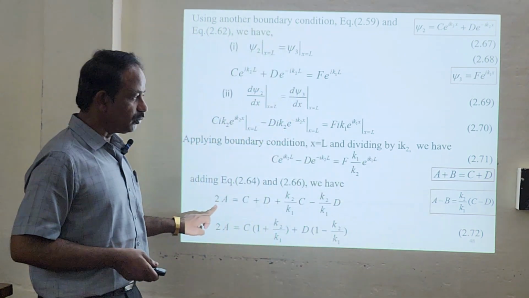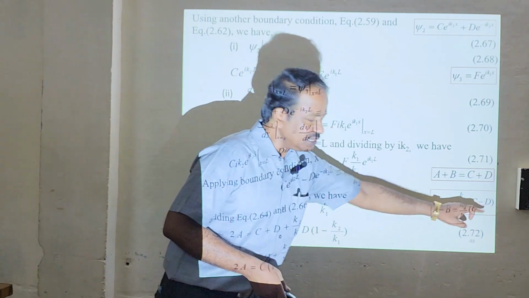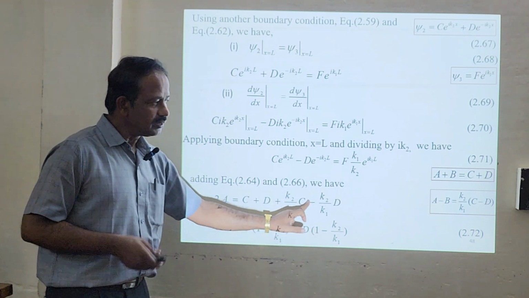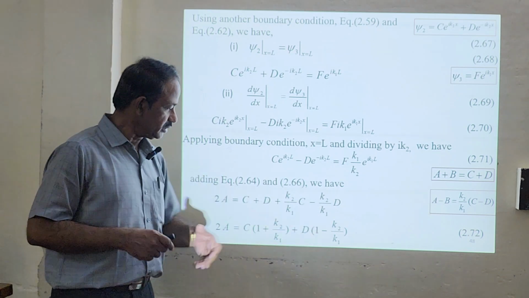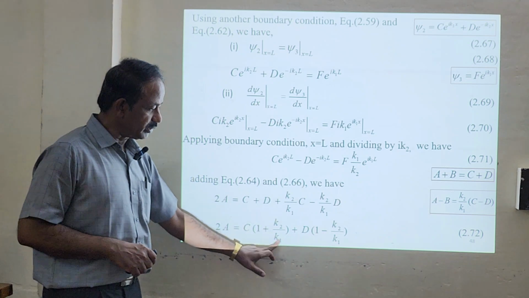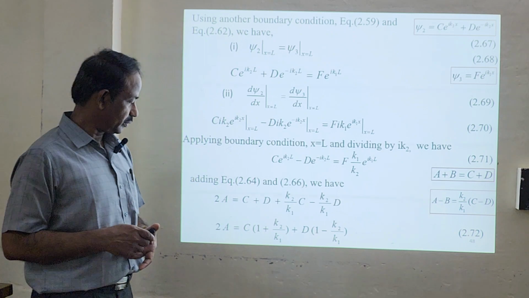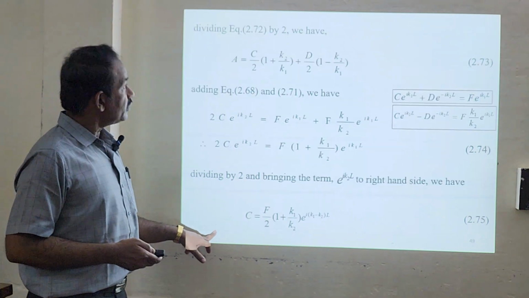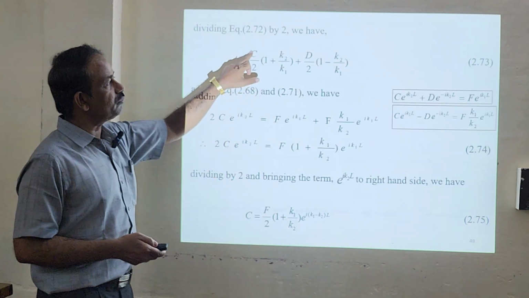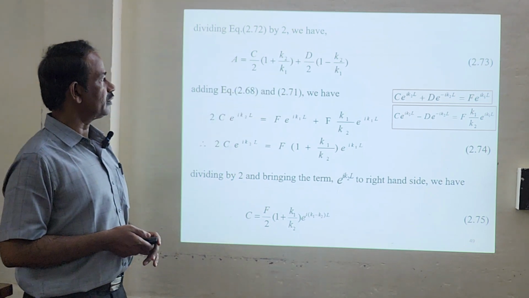That will give you 2a, bb will cancel, c plus d plus k2 by k1 c minus d, correct? So c plus d plus k2 by k1 c, I have separated, so minus k2 by k1 d. Just take c common out. So c(1 plus k2 by k1) plus d common out, that will give you d(1 minus k2 by k1). Okay, so divide by 2, and that will give you c by 2 (1 plus k2 by k1) plus d by 2 (1 minus k2 by k1).